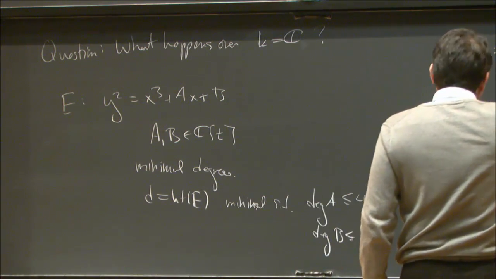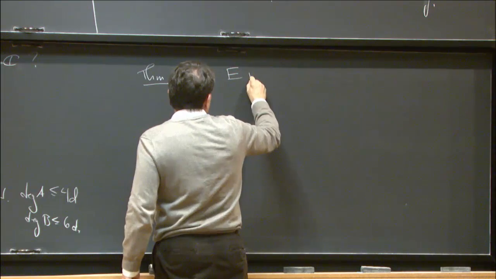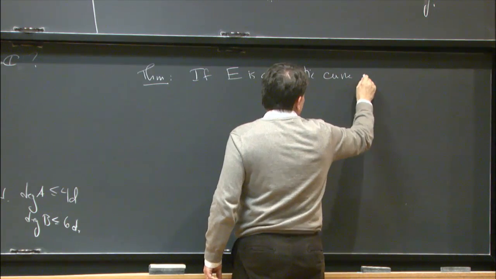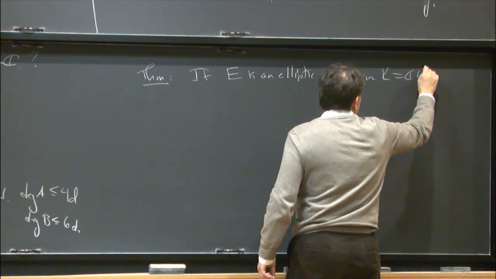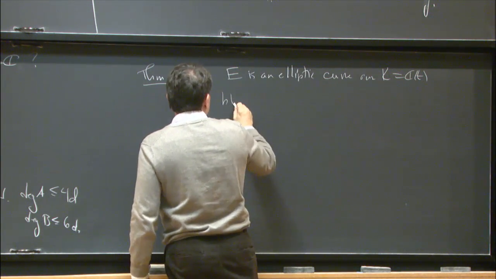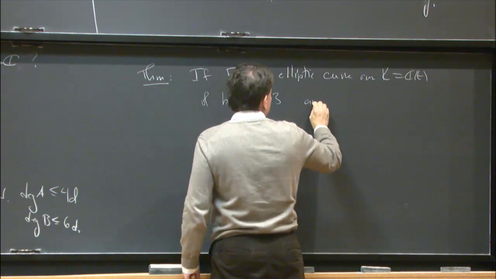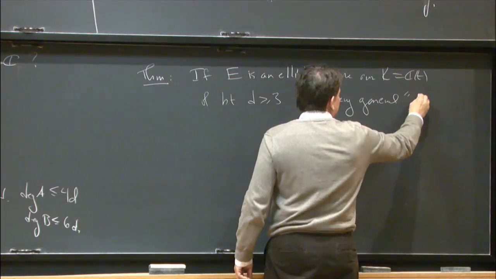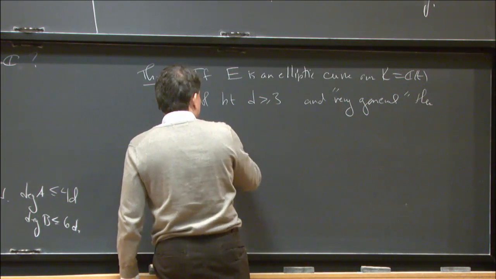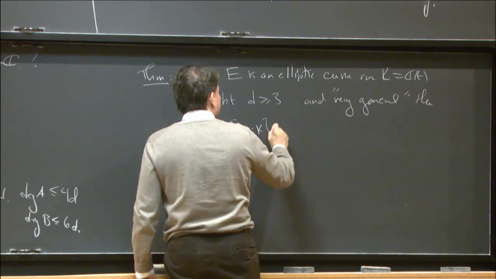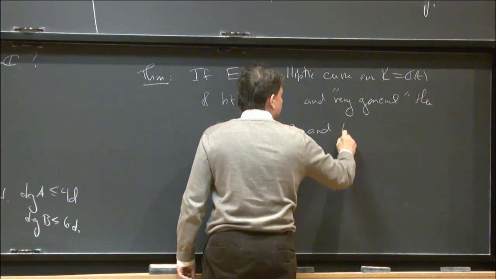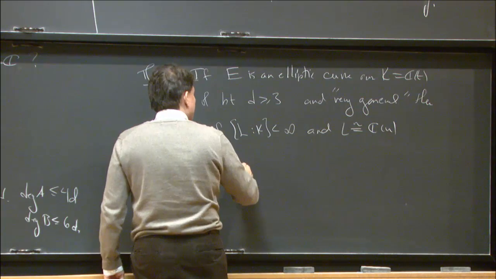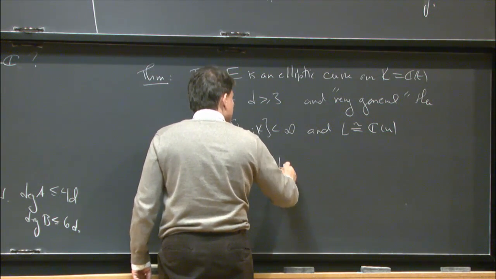So the theorem is that if E is an elliptic curve over K, which is C(T), of height d, which is at least 3, and very general, which I'll explain a little bit later what I mean by that, and if L over K is finite, and L is itself isomorphic to the rational function field over C, then in fact you don't have high ranks. You have a trivial Mordell-Weil group. So E(L) is actually just 0.